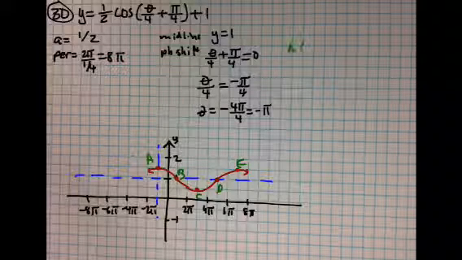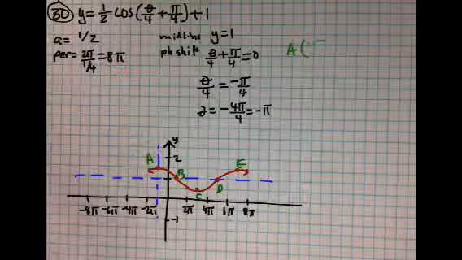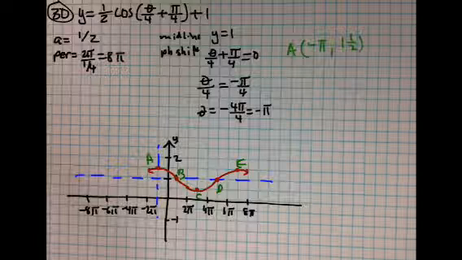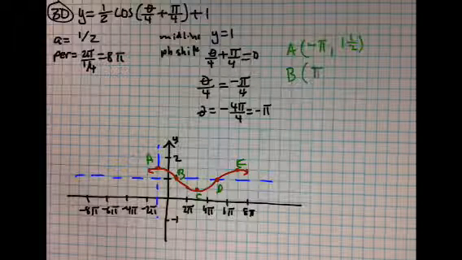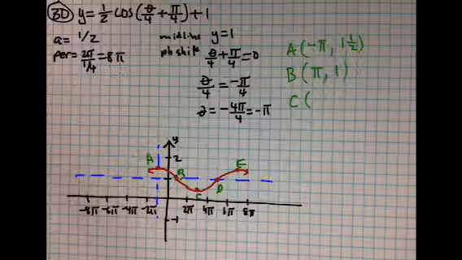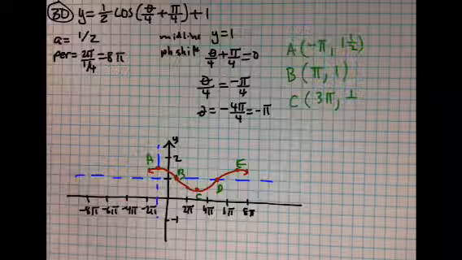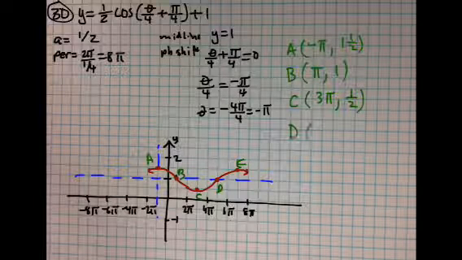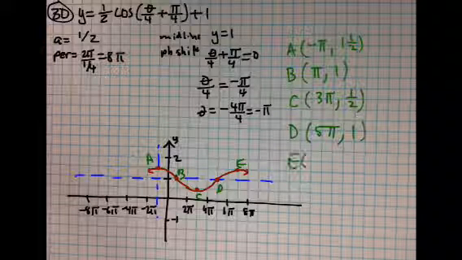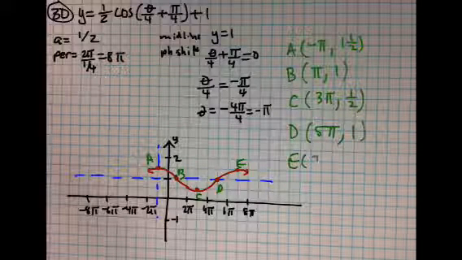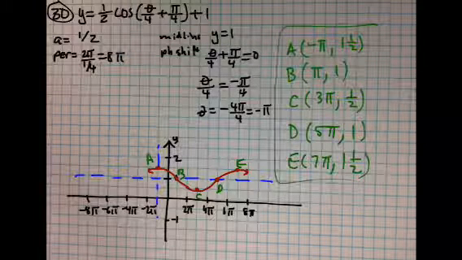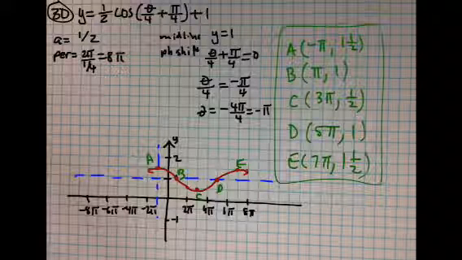So A is going to be negative pi, 1.5. B is going to be pi, 1. C is going to be 3 pi, 1/2. D is going to be 5 pi, and 1 again. And then E is going to be 7 pi, 1.5. And there's the 5 coordinates on this that I labeled on the graph.